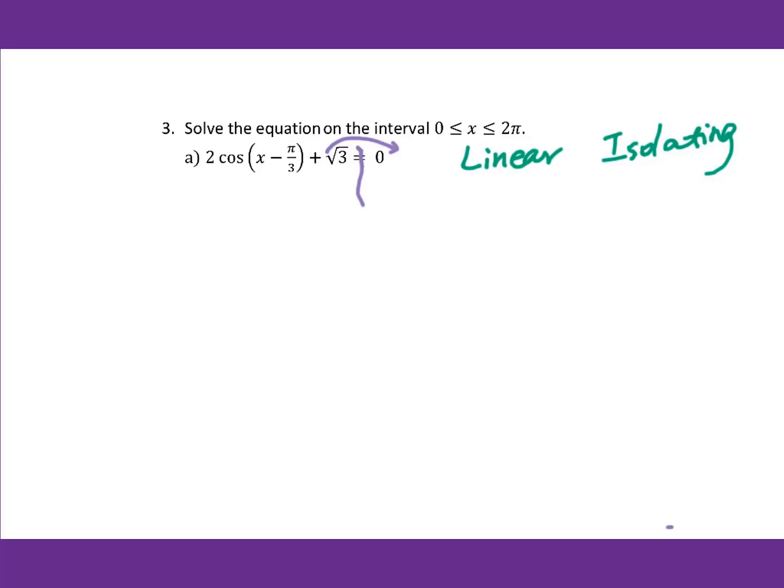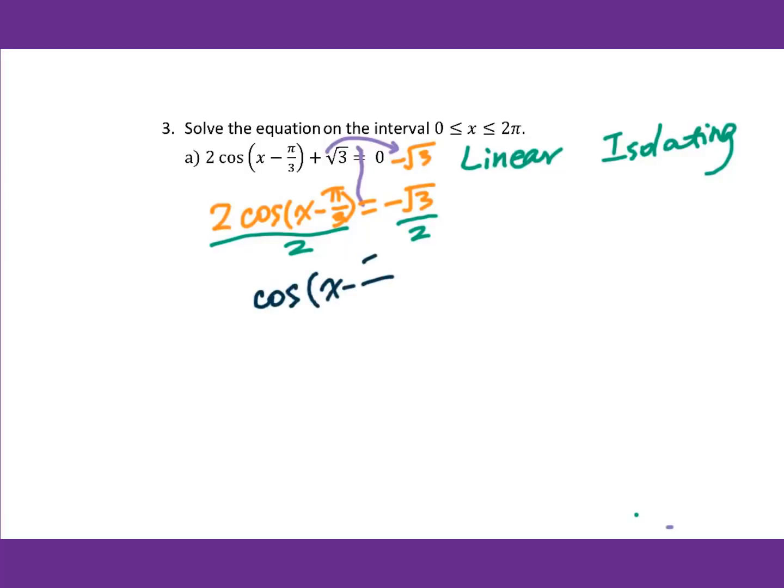So move square root of 3 to the other side, then don't forget to change the sign. Minus square root of 3. So I got 2 cosine (x minus pi over 3) equal to negative square root of 3. Then you divide it by 2. You will get cosine (x minus pi over 3) equal to negative square root of 3 over 2.